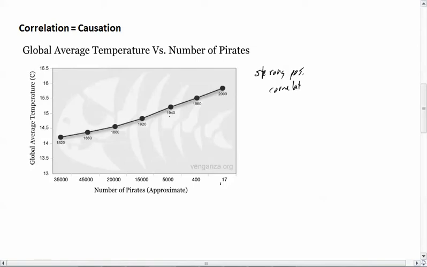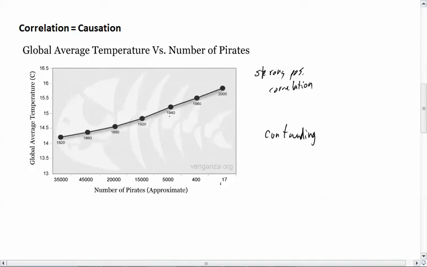Right? But the fact of the matter is that the number of pirates doesn't affect global temperature. So what we say is there's some type of confounding factor. Confounding. Okay, now that confounding factor could be one thing, it could be several things. In this case, it could be technology, right? As technology gets better, it gets easier for us to stop the pirates, right? As our ships get better, it's easier for us to find them, it's easier for us to capture them, it's easier for us to stop them, so the number of pirates decreases.